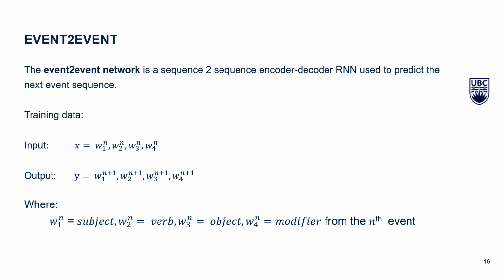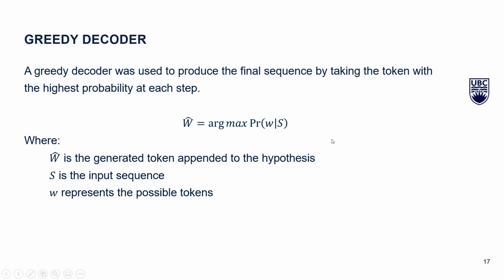Now that we've talked about the event representation format, let's talk about the first network, the event-to-event network. As mentioned previously, this network is a sequence-to-sequence model used to predict the next event sequence given an event. This model takes a formatted event representation as its input, so subject, verb, object, and modifier in that order, and outputs an event representation in the same format. As there were a number of probabilities for each token when generating the output, they needed some sort of tie-breaking algorithm. So they used a greedy algorithm to produce the final sequence by taking the token with the highest probability at each step.